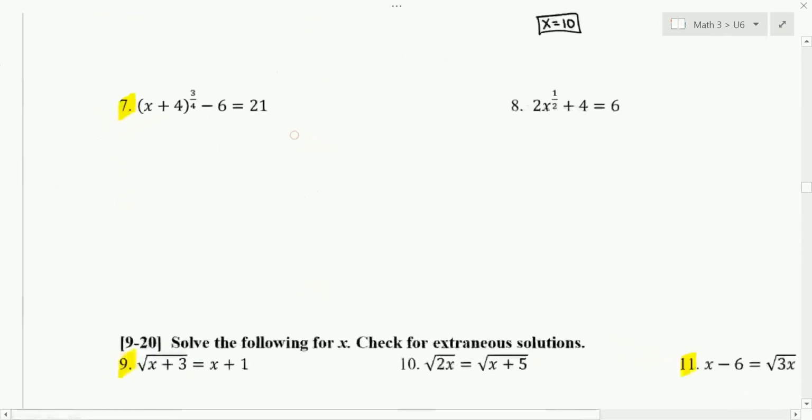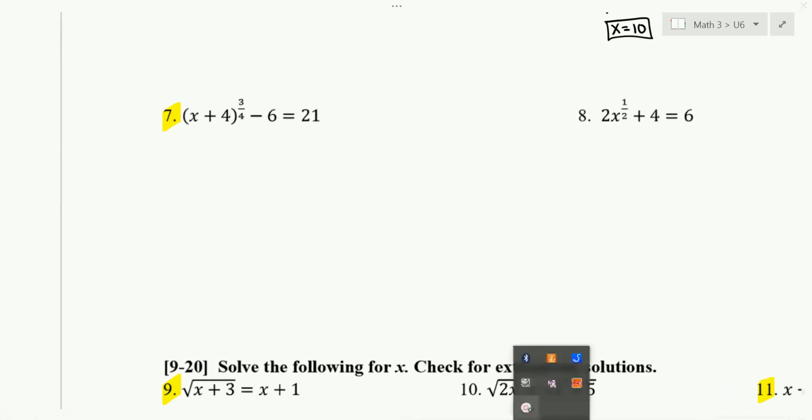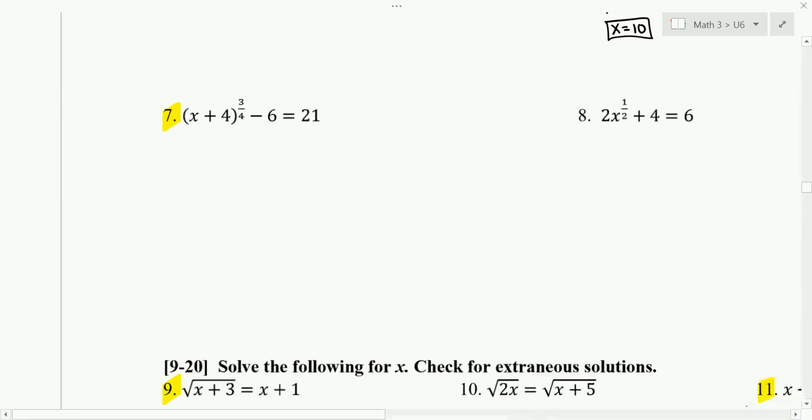Next, look at number 7. Here we're going to add 6 first. So we add 6 to both sides, and we get x plus 4 to the 3/4 is equal to 21 plus 6, which is 27. X to the 3/4 means the 4th root of x plus 4 to the 3rd.